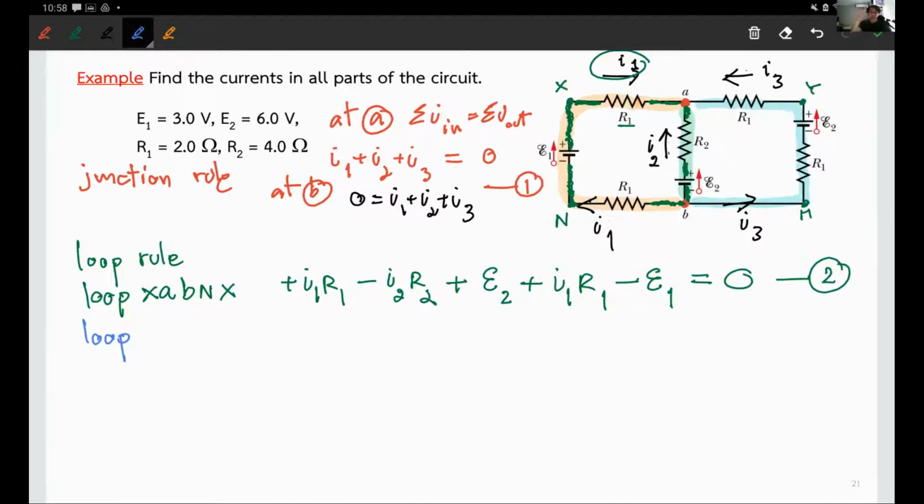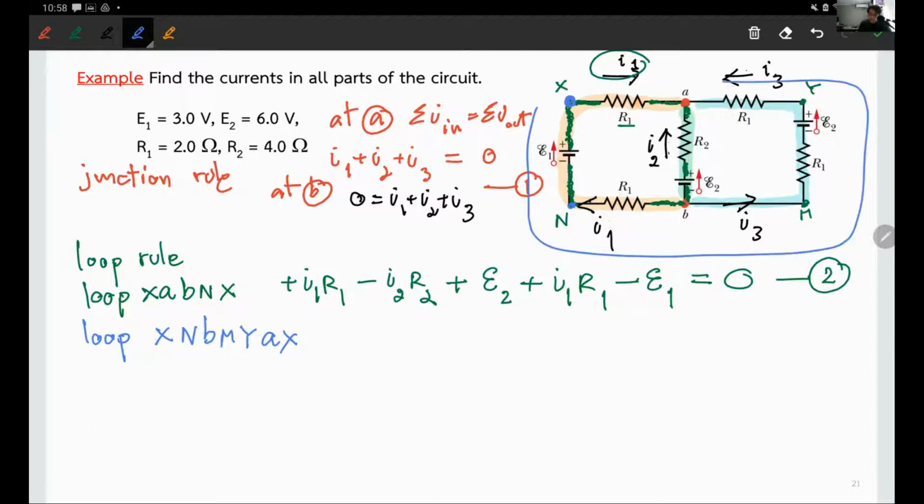But now I'm going to go counterclockwise just to showcase how it's done. I'm going to start from the upper left corner. You can start at any point you like eventually. X, but now I'm going to go down here to N. So I'm going to do X, N, B, M, Y, A, X. So I'm going around the outer loop. All right.